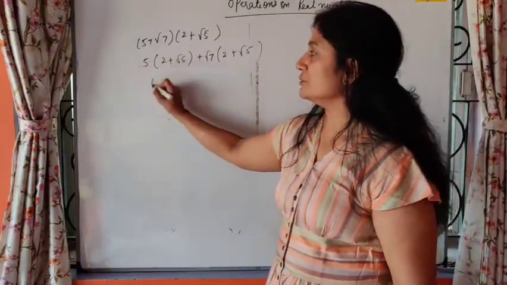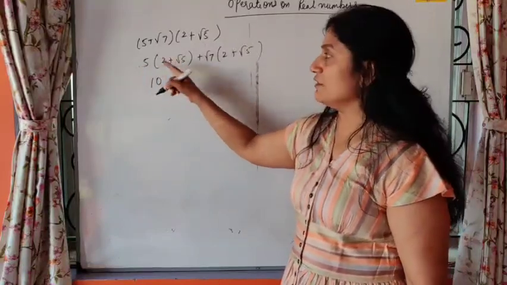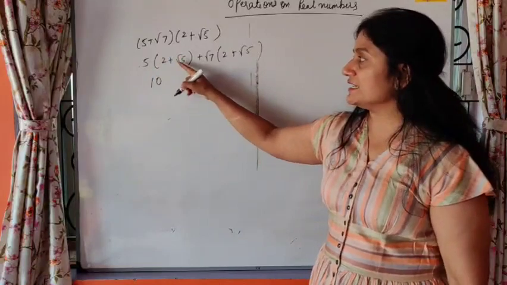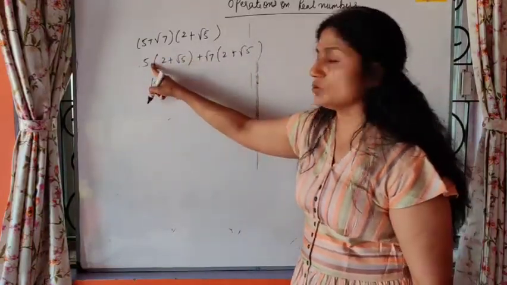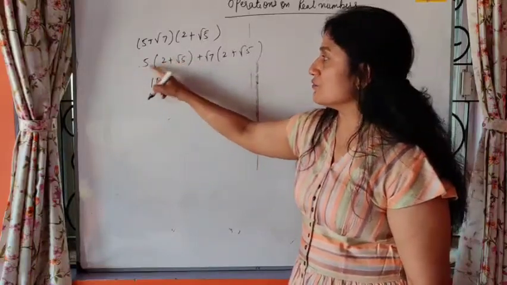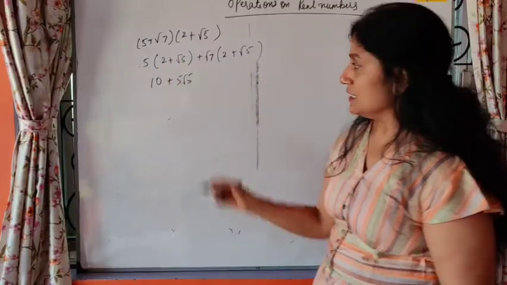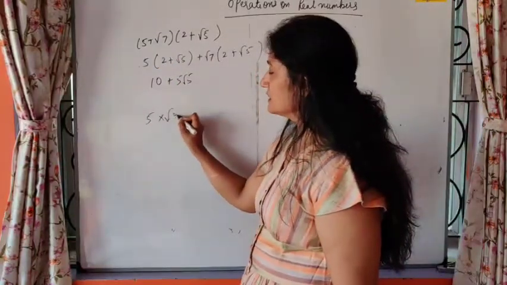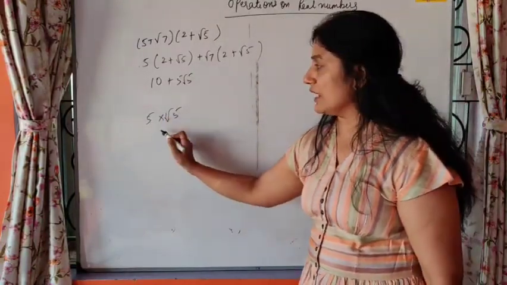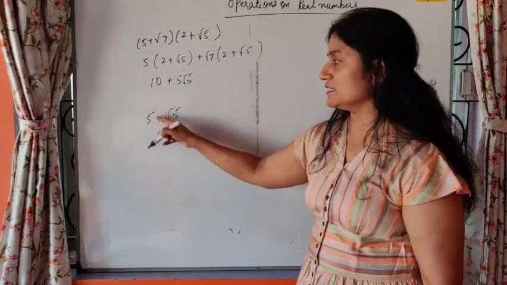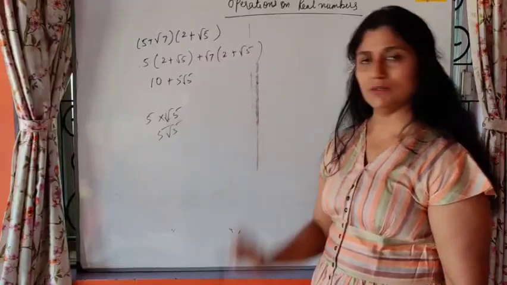Now, 5 into 2, 10. Rational. 5 into root 5. See, when we multiply, the whole number gets multiplied with the whole number and the surd with the surd. Here there is no surd. Here there is root 5. So 5 into 1, 5, and root 5 will remain as it is. I'll do a rough work over here. See, if nothing is given, it means that there is 1. 5 into 1, 5. And here there is no number in the root, means it is root 1. So root 1 into root 5 is root 5.